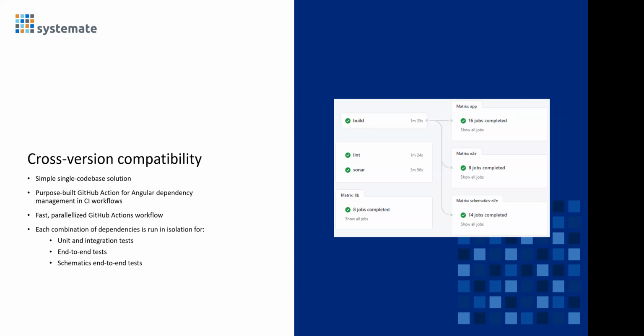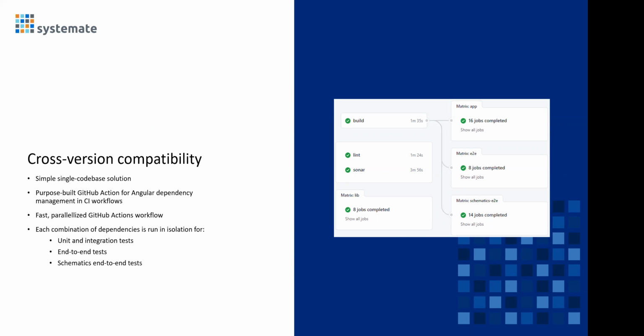Our cross-version compatibility with Angular, implemented using GitHub workflows and GitHub Actions, allows us to have a simple single code-based solution. We have this purpose-built GitHub action for managing the Angular dependencies, which can be reused in other libraries. We have this fast parallelized GitHub Actions workflow, and we're really happy about GitHub sponsoring open source projects, or this would be very expensive.